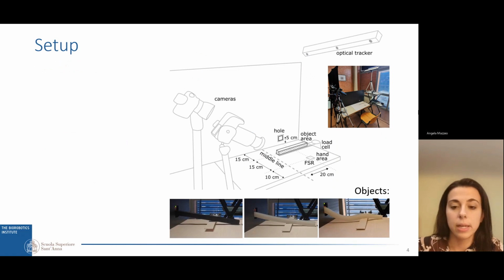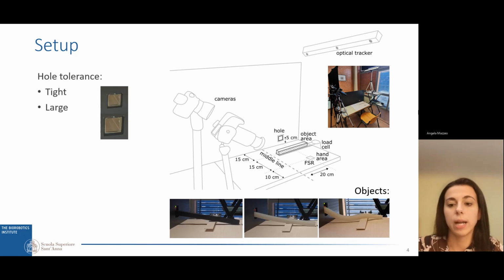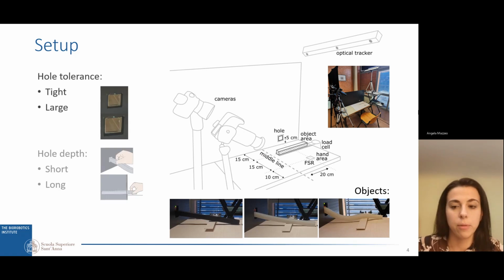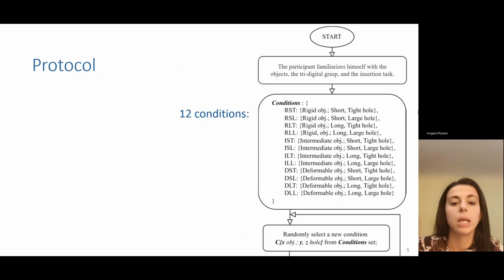Our setup includes three objects with different levels of deformability, which should be inserted into one of four holes, which varies for tolerance and depth. The first hole is deep and tight, the second hole is deep and large, and so on. The combination of three objects and four holes results in 12 conditions for each participant.